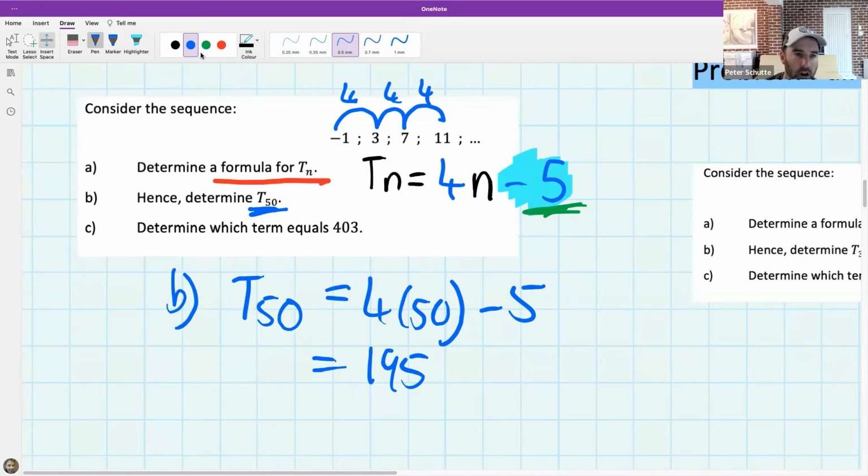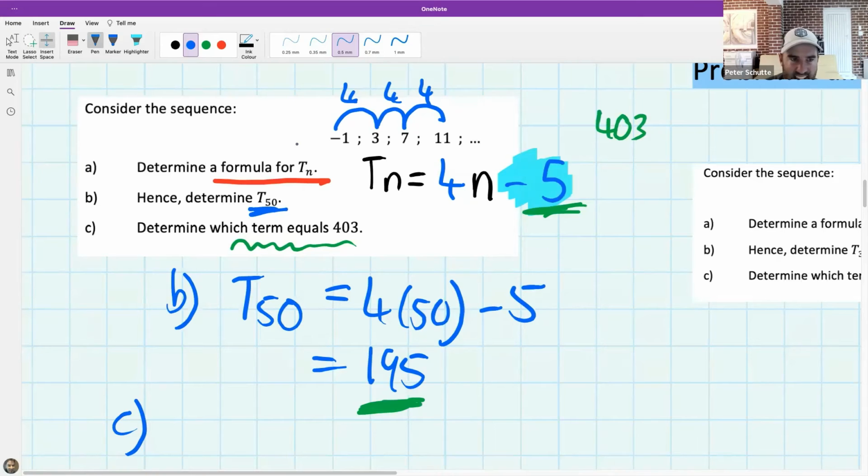Now, the last bit, and this is the one that I want you to ignore if you're not feeling comfortable with A and B. It's saying, look, at some point in this list, there's a 403. At some point, the number pattern gets to 403. What is the position of this 403? Is it the 50th term? Is it the 60th? I guess it must be more than 50 because 195 is the 50th and 403 is much higher. And this is where we follow a method.